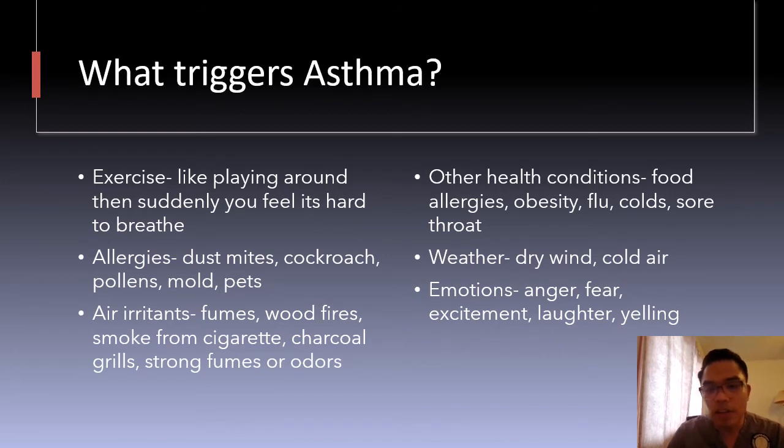So what triggers asthma? Asthma triggers often occur during exercise, as I said earlier, during any normal daily activities, or even when playing with your friends outside. Allergies such as dust, grass, pollen, even pets, either dogs or cats, and even cockroaches. Which is why we don't recommend, especially for children, to have pets beside them, or if they do have pets, as much as we can, we have to keep the children away from those pets.